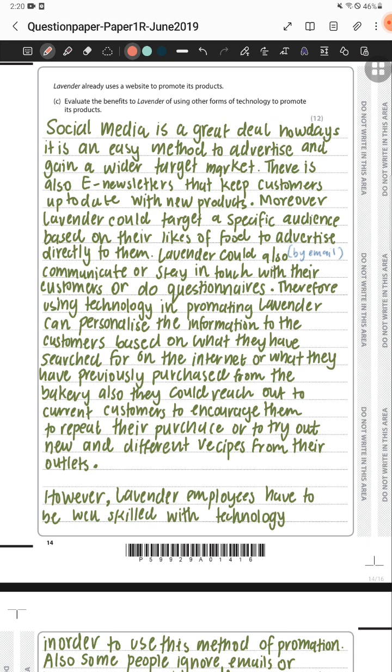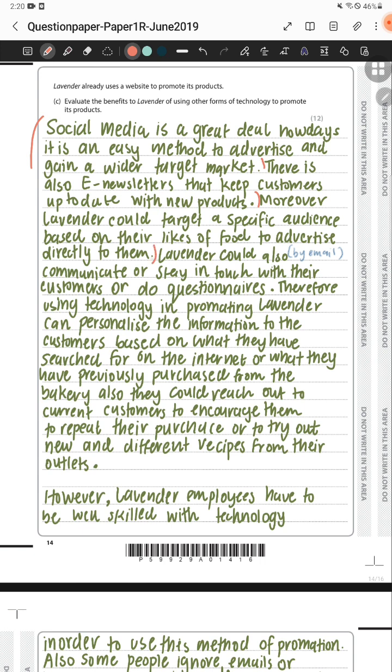All right, so first of all, we're starting with what social media is and how it's better. Social media is a great deal nowadays. It is an easy method to advertise and gain a wider target market. Now this by itself is a whole point. There are also e-newsletters that keep customers up to date with new products. I guess this is another one. Moreover, Lavender could target a specific audience based on their likes of food to advertise directly to them.